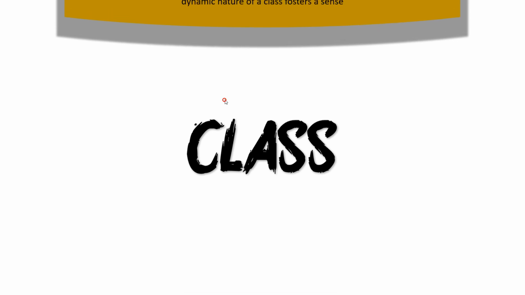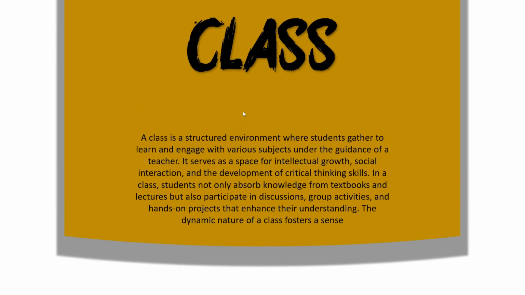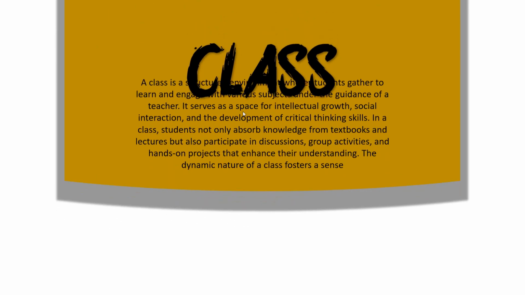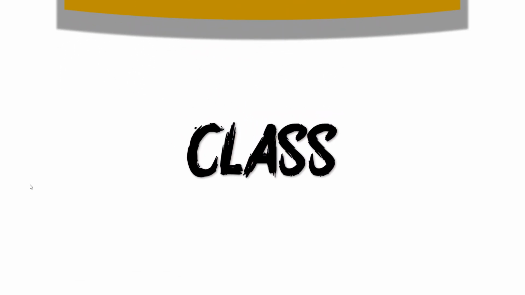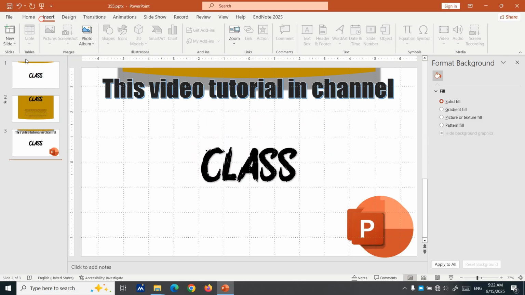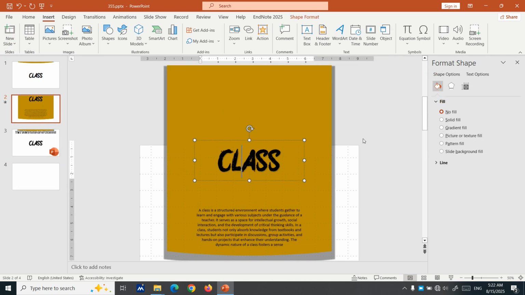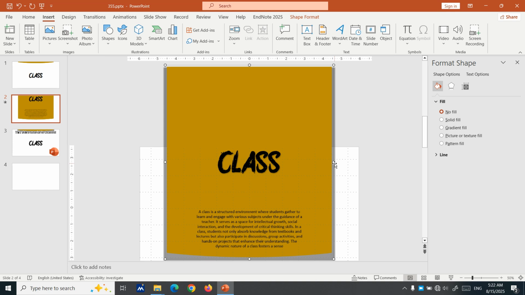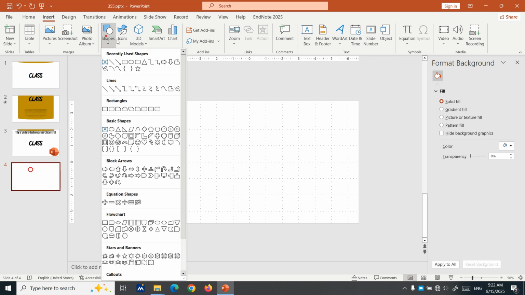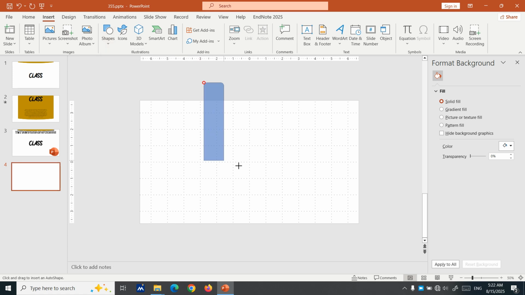Let's start creating this presentation. Let's have a look. It looks great. Let's create it. At first we need to insert a new slide. In the new slide, we need to create this shape. You see, this shape is one of the shapes that we have here. This shape.